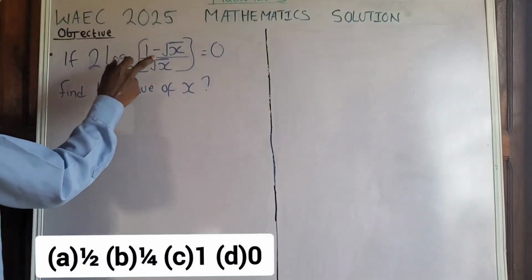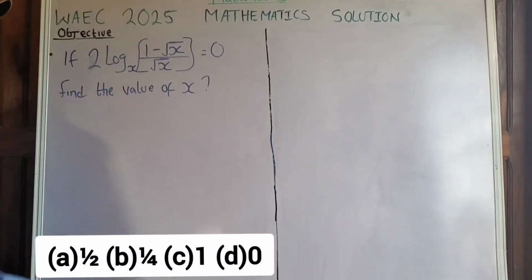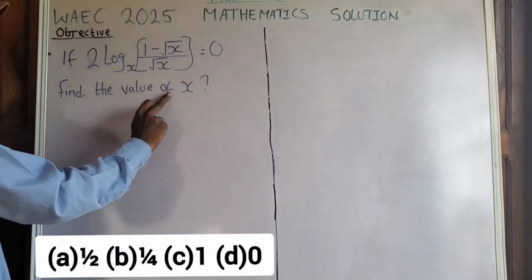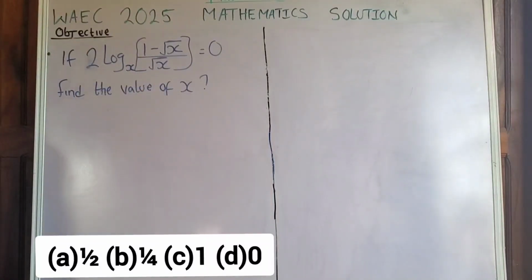If 2 log (1 minus root x) all over root x, base x, equals 0, find the value of x. Okay, how do we get the value of x?